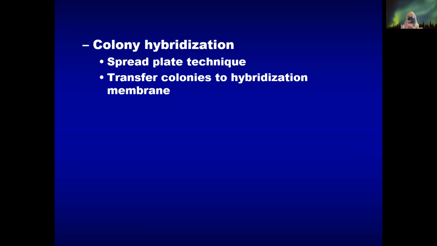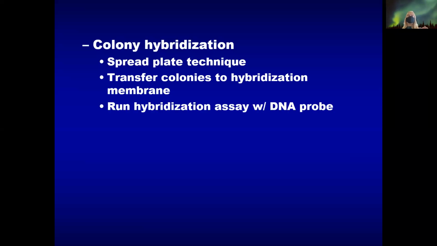So now you have this membrane that has all those colonies on it, and it's a perfect match to your agar plate colonies. Then you use that membrane and run your experiment, your hybridization assay, with a DNA probe. So if I have all these colonies on this plate and I want to know which of these are antibiotic resistant microbes, you could take a DNA probe that has the DNA sequence that codes for antibiotic resistance of whichever one you're interested in, and run the experiment on the membrane.